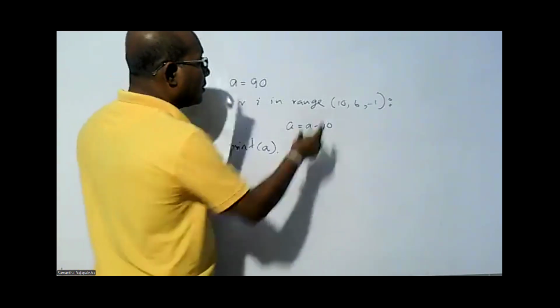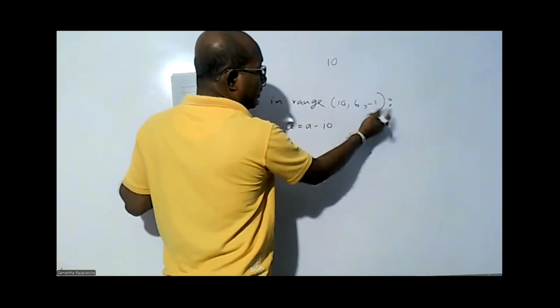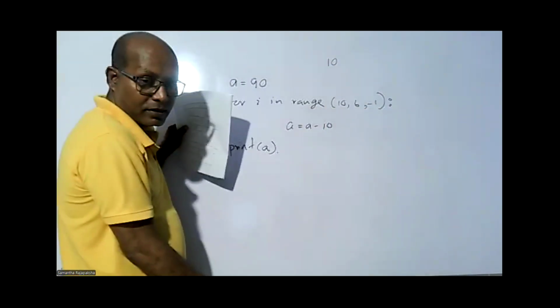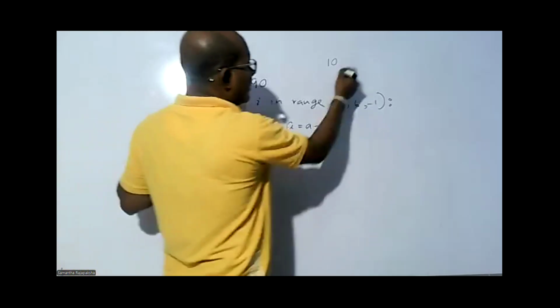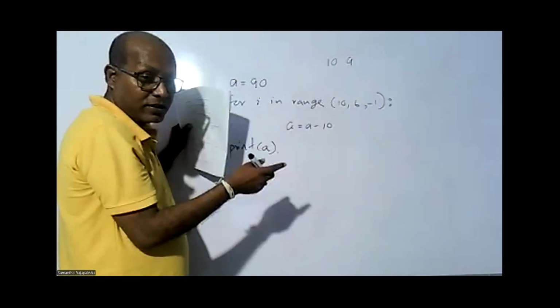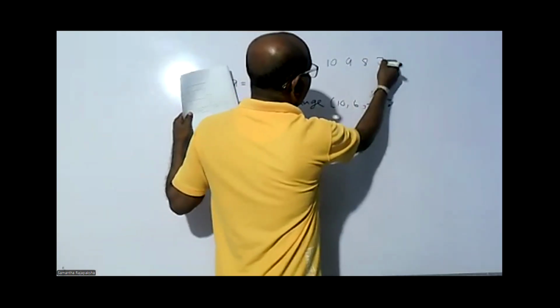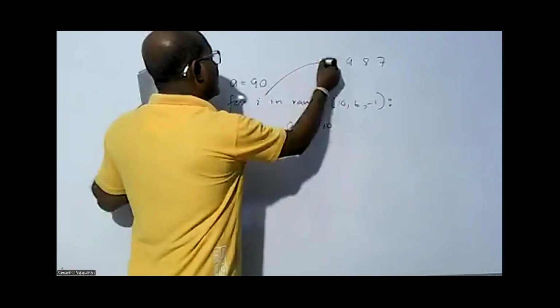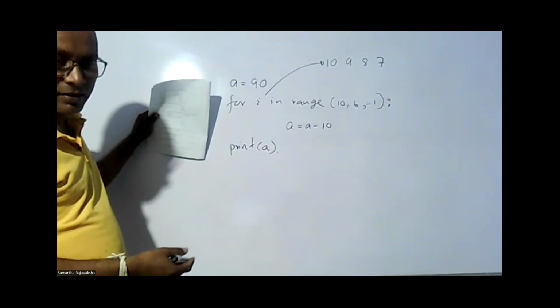This will start with 10 and reduce by 1. Minus 1 means reduced by 1. First one is 10 and then 9. Last one is not 6, remember, last one is 7. Therefore, 10, 9, 8, 7. So the values of I you get: I is 10, I is 9, I is 8, I is 7.